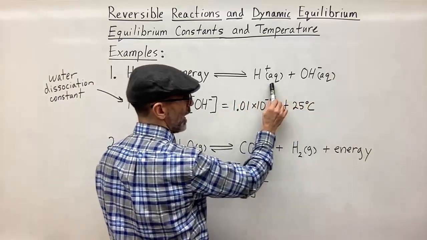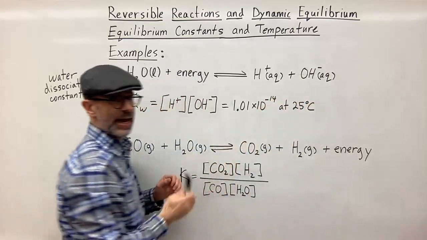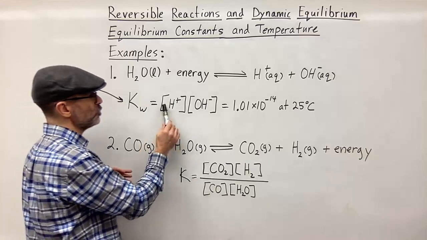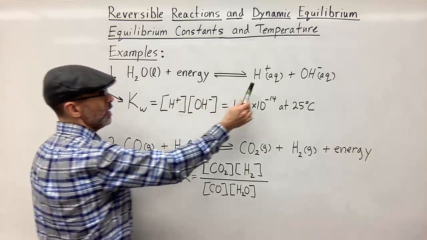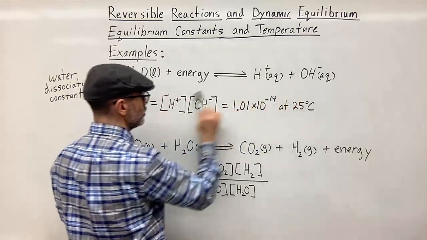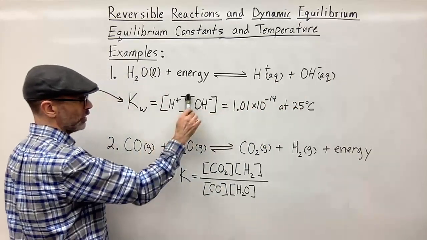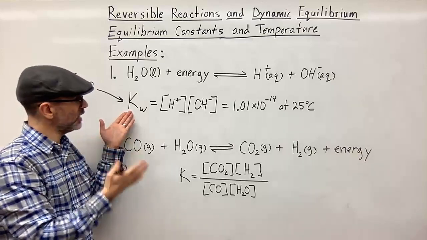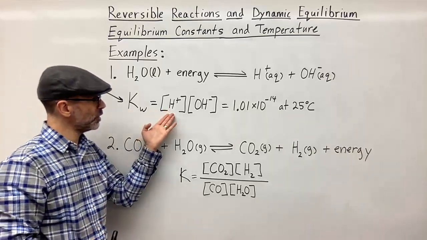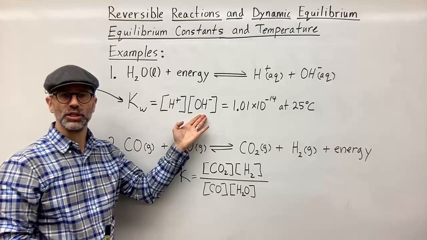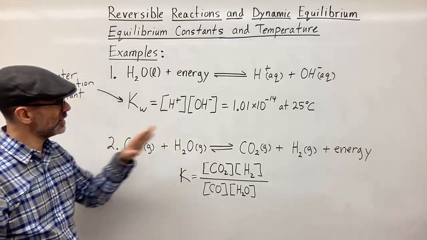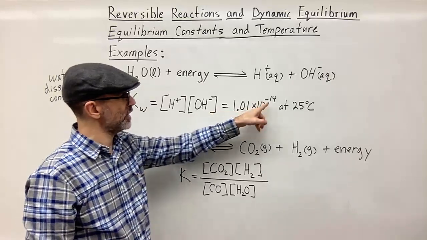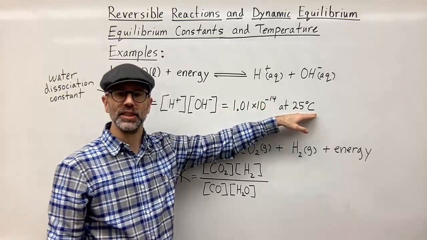Notice the products are aqueous. Aqueous and gas are fine. They can go into the expression. So we just end up with two products multiplied together. The coefficients are 1, so we don't write the ones. And so Kw is determined by the H plus concentration multiplied by the OH minus concentration. And this is equal to 1.01 times 10 to the negative 14 at 25 degrees Celsius.